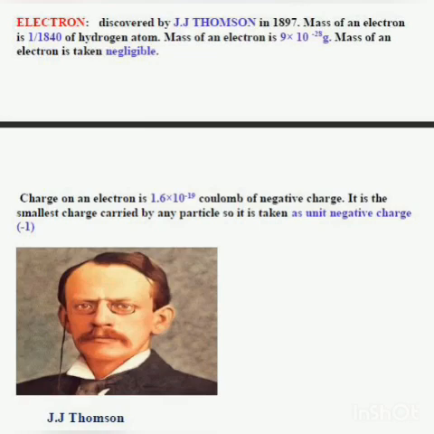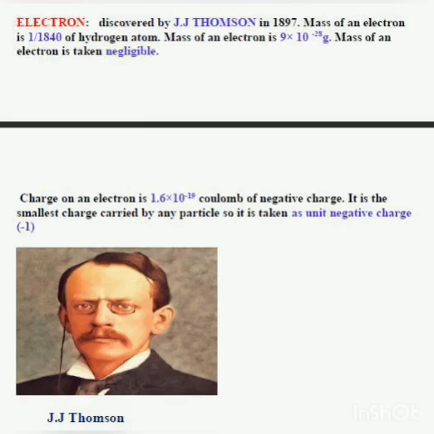I hope it is clear to everyone till here. It is the smallest charge by any particle, so it is taken as a unit negative charge. What does it mean? Charge on the electron is 1.6 into 10 raised to power minus 19, so it is taken as minus 1. So each electron has a charge of minus 1. If there are 2 electrons they will have a charge of minus 2. If there are 6 electrons they will have a charge of minus 6. Understood? If there are 10 electrons, they will have a charge of minus 10. So for each electron, the charge is taken as minus 1.